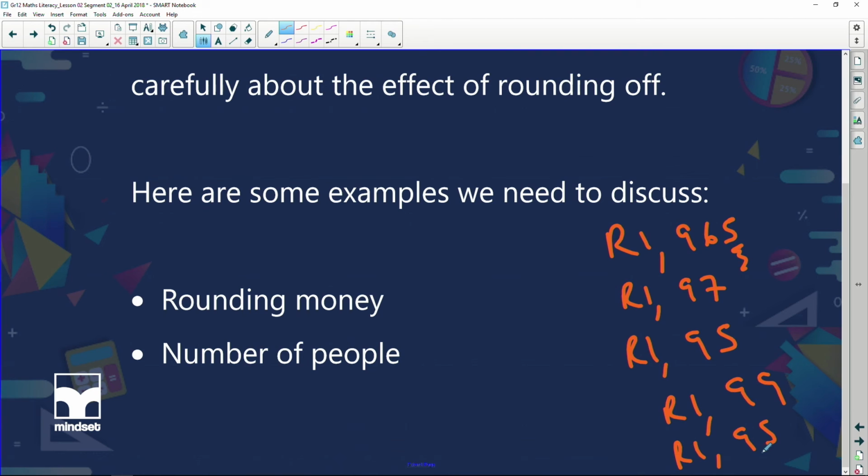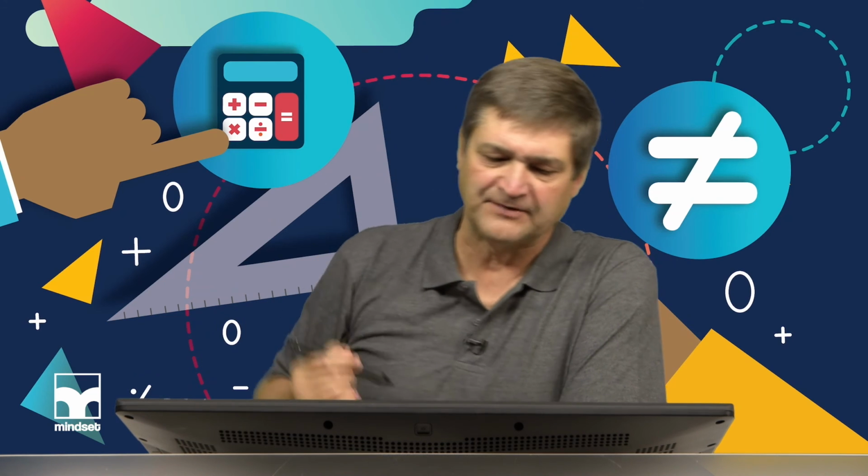Okay. And then number of people as well. Folks, you can't round people. If you get 2,3 people, you need to decide, are we having 2 people or are we having 3 people? You can't have 3 of a man. Okay? 3 of a woman. It's got to be a whole person. And let's see how we can apply this.